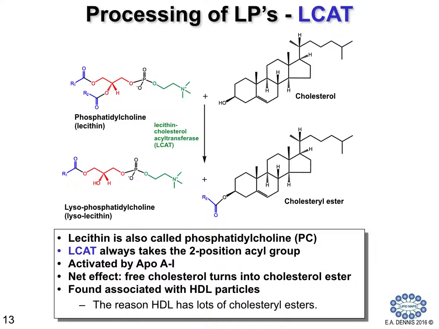This enzyme is activated by another apoprotein, ApoA1. The net effect is that free cholesterol becomes cholesterol ester, and these enzymes, the LCAT enzymes, are found associated with HDL particles and is the key enzyme responsible for the so-called reverse cholesterol transport, because it converts free cholesterol into cholesterol esters on HDL.